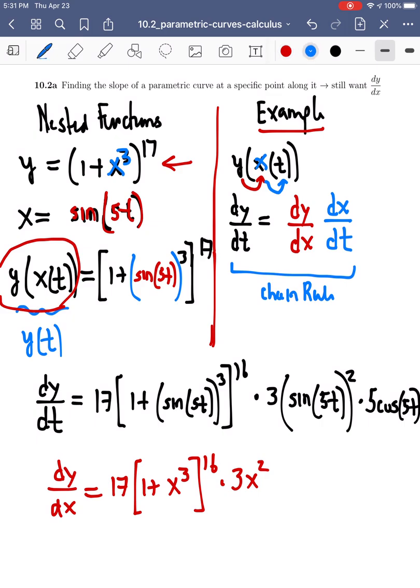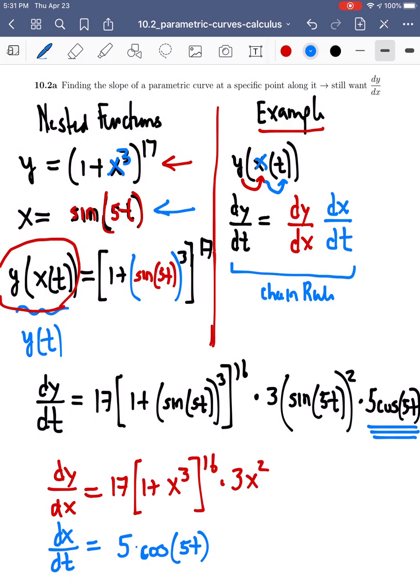If we look at what dx dt is, that is that term, x equals sine of 5t. So differentiating that, this is where we get that 5 cosine of 5t. So if we look at the derivatives up top, well, that's that 5 cosine of 5t, that's the last term here.